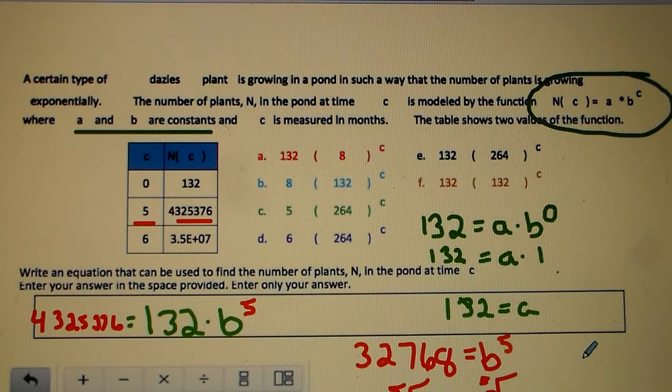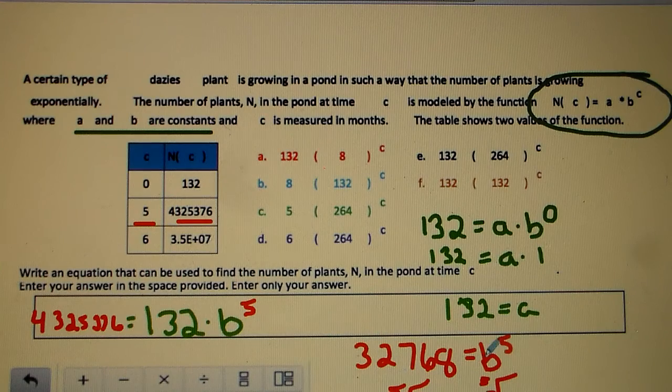And how we go about doing that in the calculator, we do 5 for 5th root, math, scroll down to number 5, so it's the x square root. Then we type in the number, parentheses, 32768, close parentheses, and the 5th root of this big number, b, is going to equal 8. So that means we got to put 8 in for b.